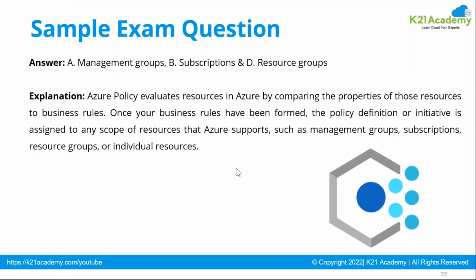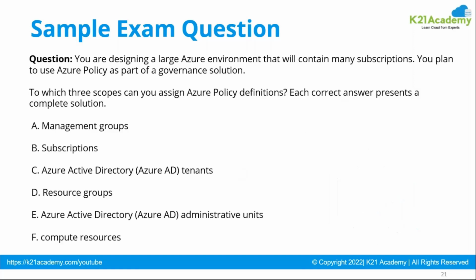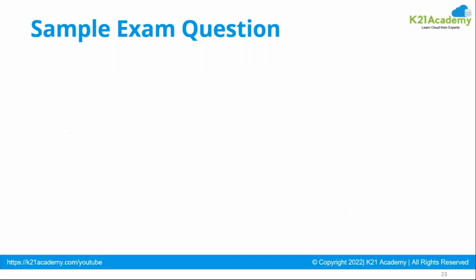Azure Policy evaluates resources in Azure by comparing the properties of those resources to business rules. Once your business rules have been defined, the policy definition or initiative is assigned to any scope of the resources that Azure supports, such as management groups, subscriptions, resource groups, or individual resources. So you can assign policies to resources as well, but resources was not listed there, and that is the reason we have not selected it. If there had been an option for Azure resources, that would also be part of the answer. But out of the options that we have, we only have three choices: management group, subscription, and resource group. I hope this makes sense to all of you.